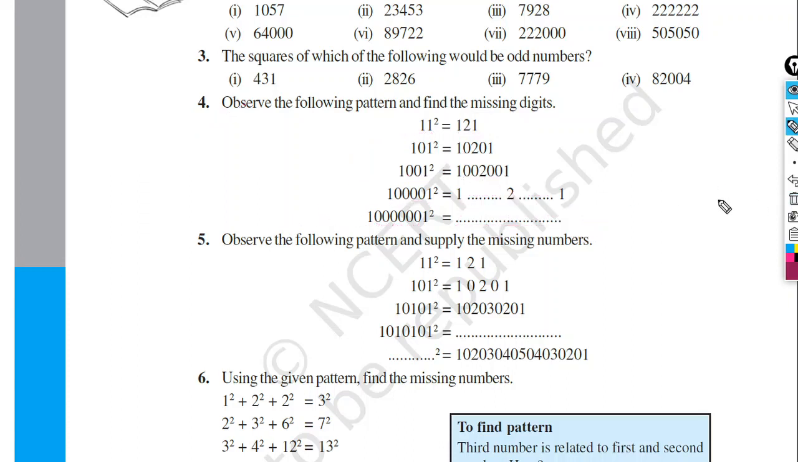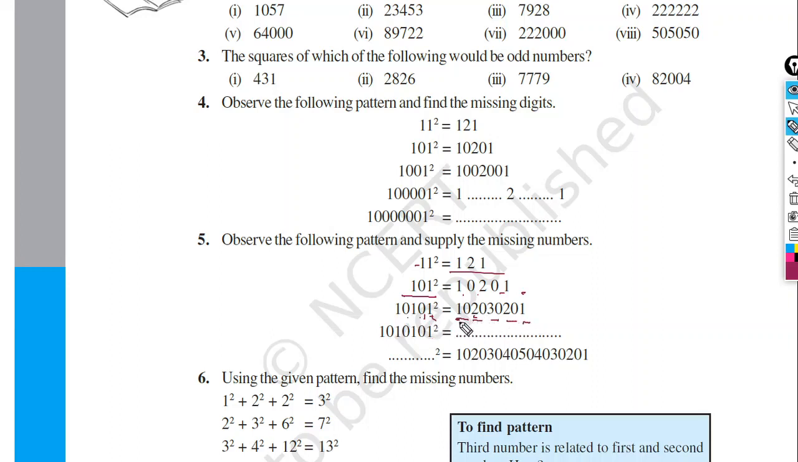Now we'll move to question number 5. Observe the following pattern and supply the missing number, okay. Let's see the pattern. 11 square is 121, 101 square is 10201. Now the pattern has changed here. 10101 square will be 10203 0 1... okay, very nice pattern. 10, 20, 30, 21. Okay?